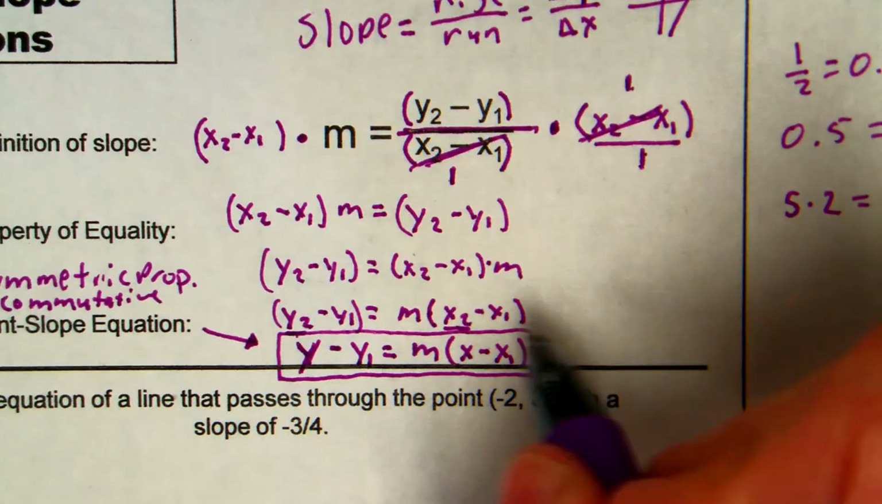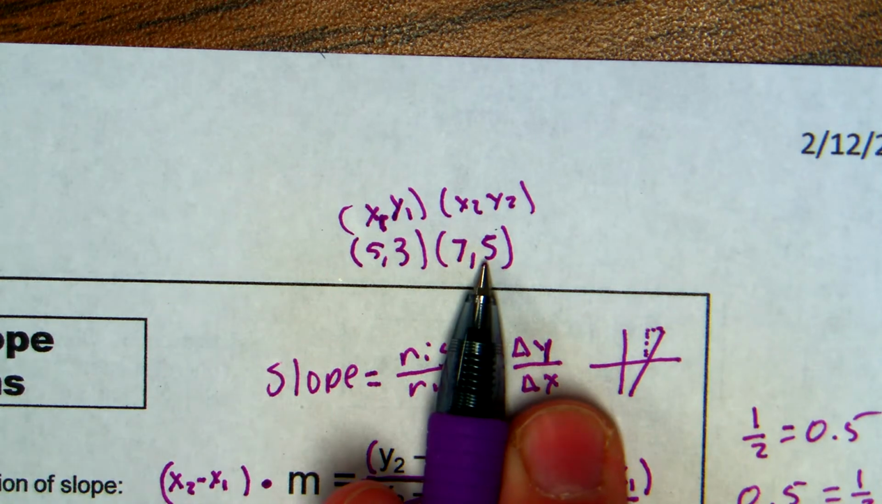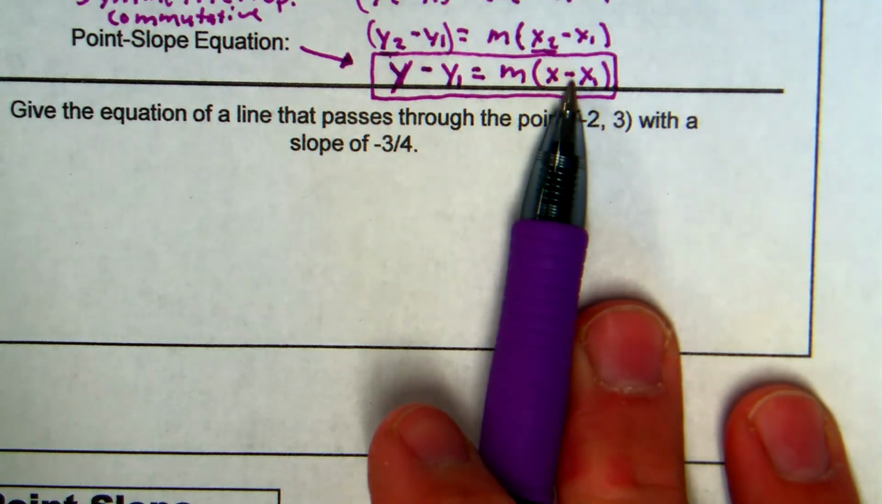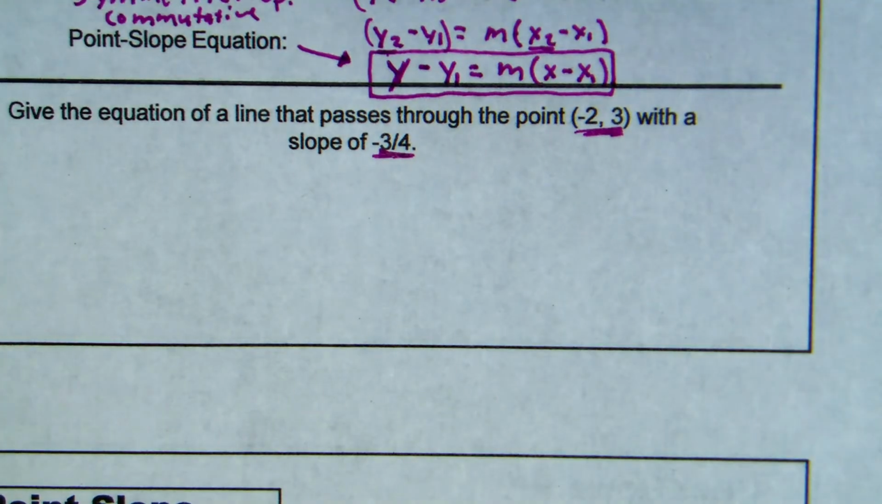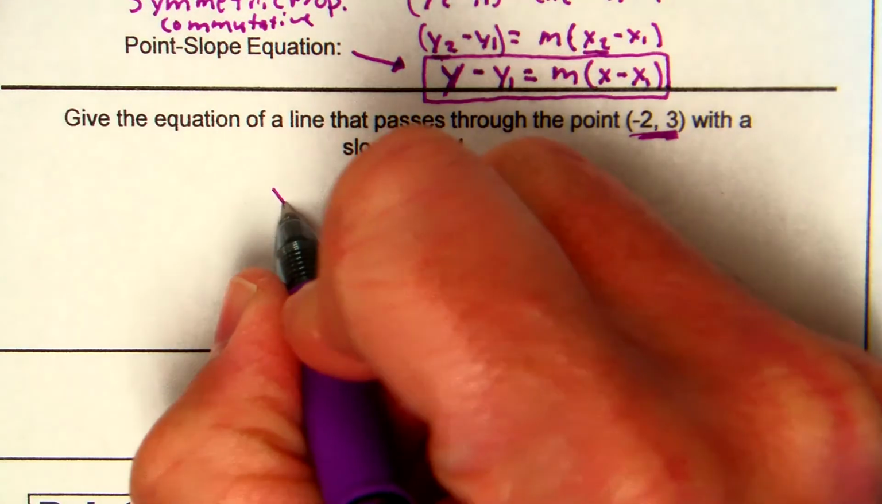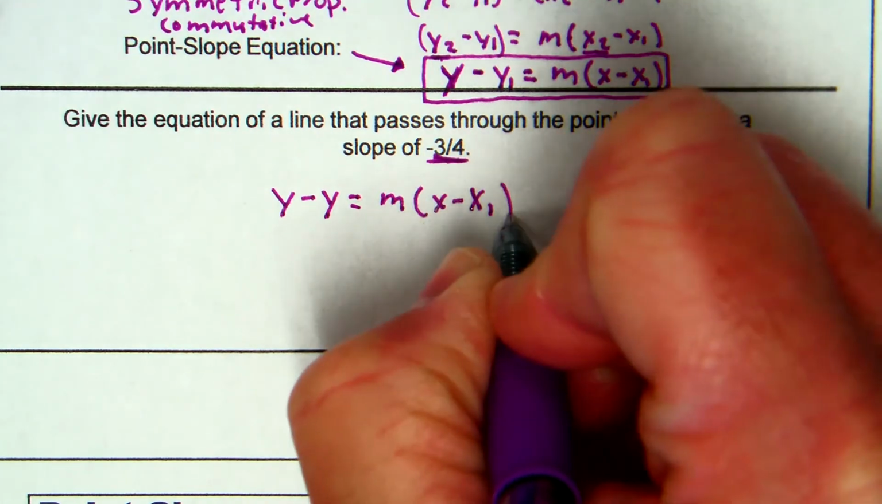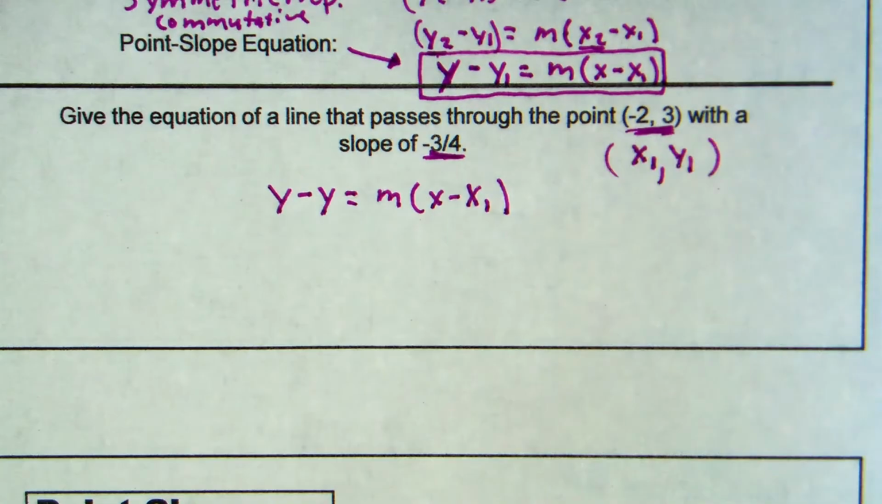Well, in this form, rather than taking an example of x and y and another example of x and y and calculating the slope, I can use this form to create the equation of a line anytime I have a given point and a known slope. So, for example, if I'm asked to give the equation of a line that passes through the point negative 2, 3 with a slope of negative 3/4, I can just take that formula and plug these values in. Remember, this is the only example of x and y I have.